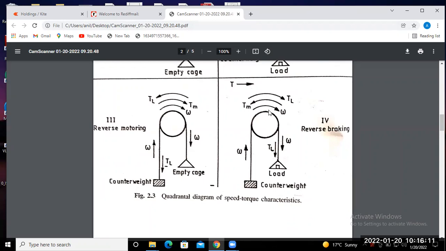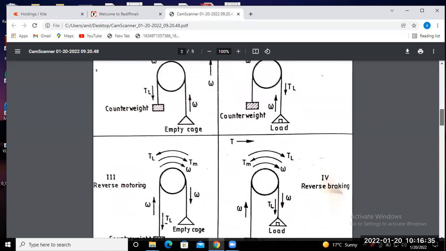So after some time, you may find braking on the reverse direction. Okay, so this is all the four quadrants possible for the load movement with the help of a motor. We can drive the load either in the upward direction or in the downward direction.